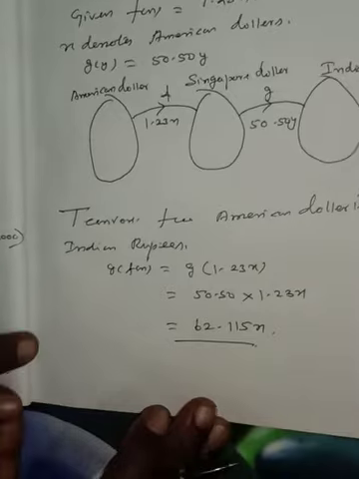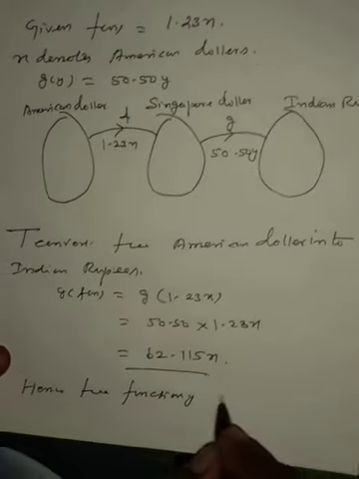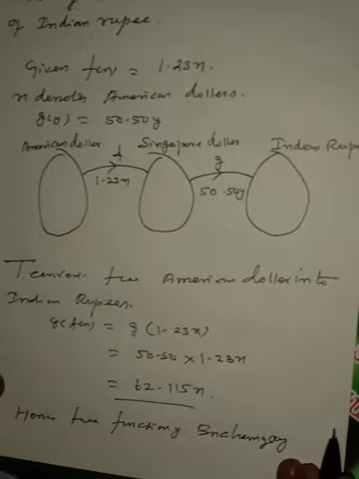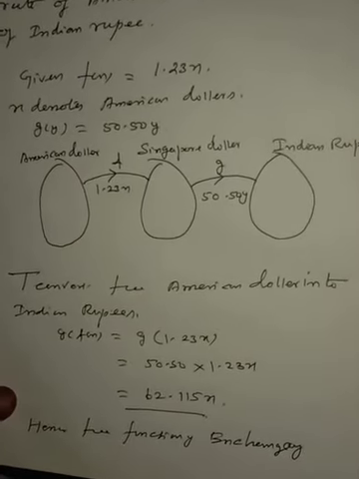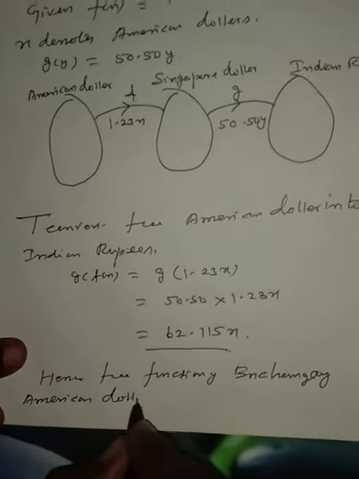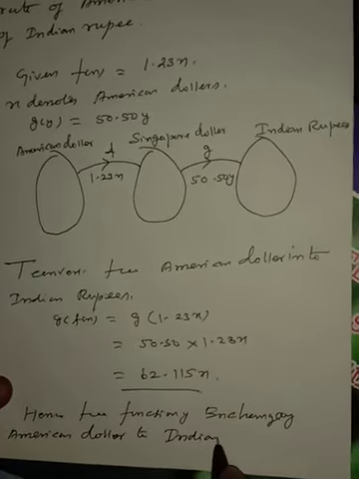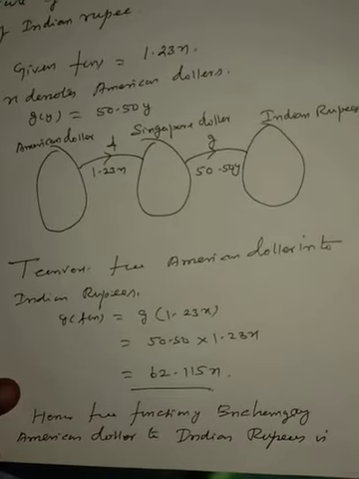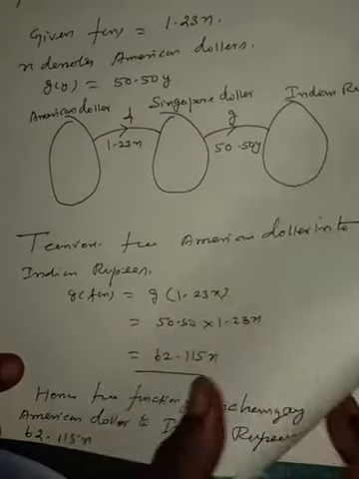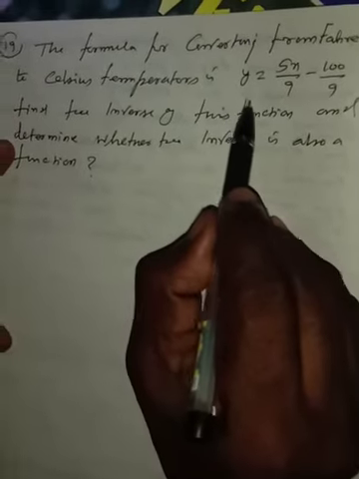Hence, the function of exchange of American dollar to Indian rupees is 62.115x. Hence the result.